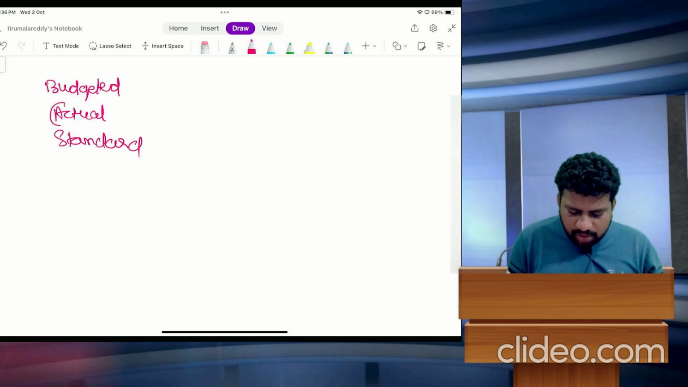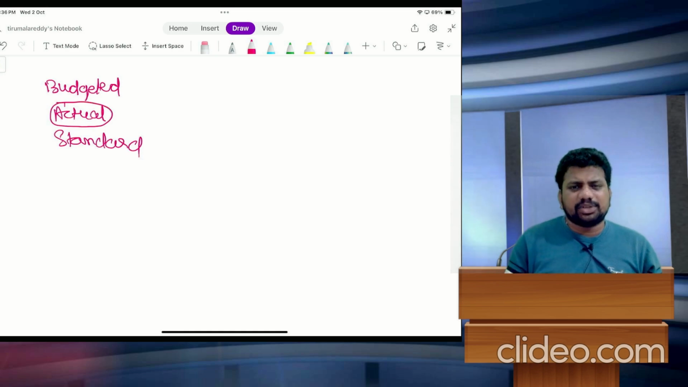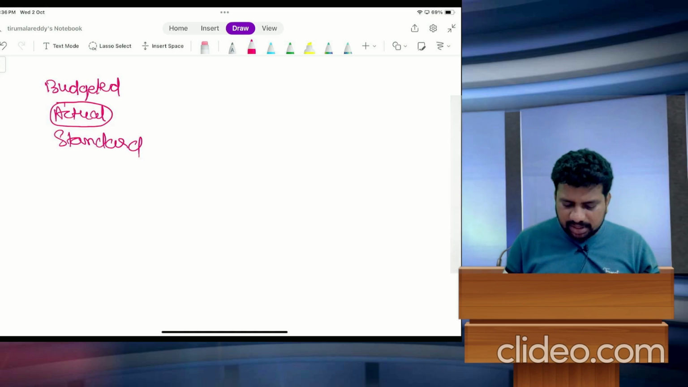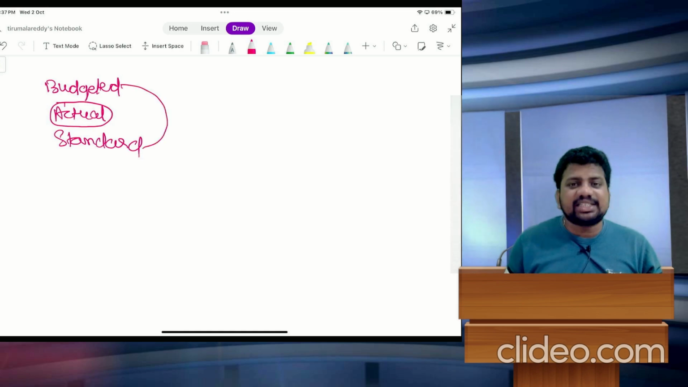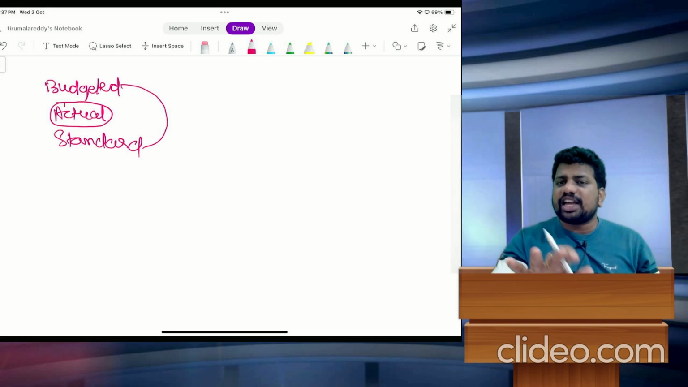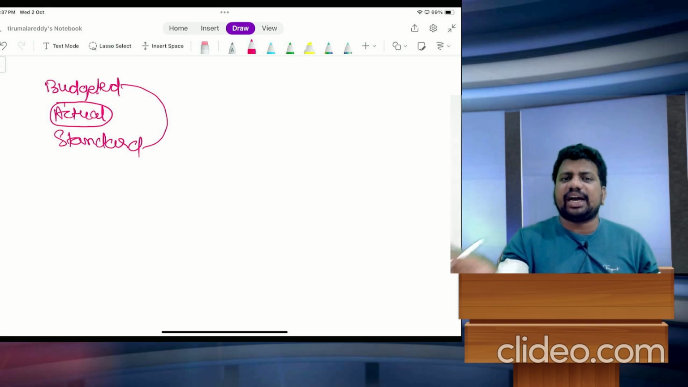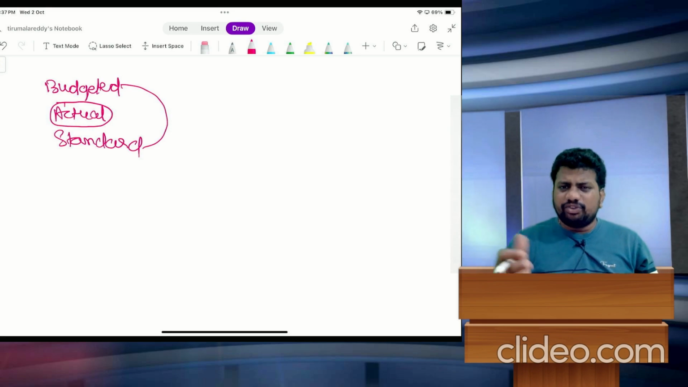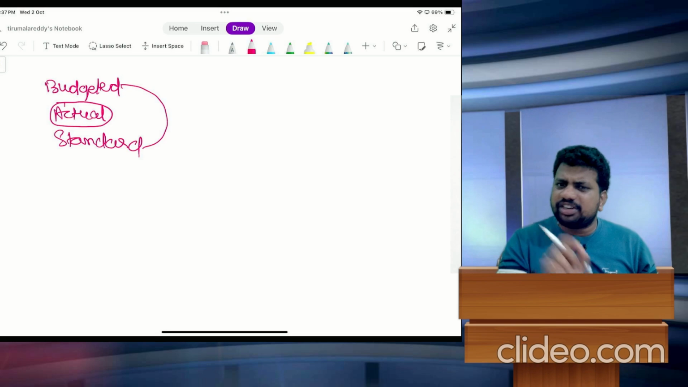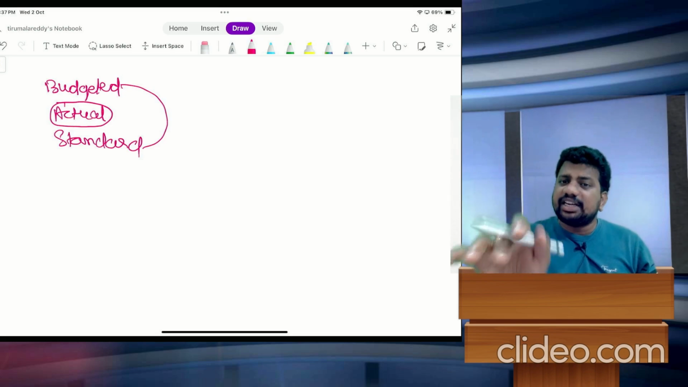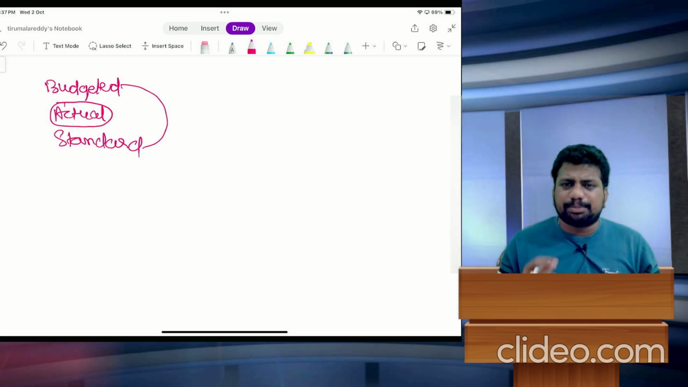So you might be comfortable with actuals. Everyone has a great idea on that. Appreciable. Now when I'm talking about budgeted and standard, many of us are not having clarity. So what is budgeted and what is standard? We assume both are the same, but there is a minor difference. Let me tell you that difference first, with a small example.